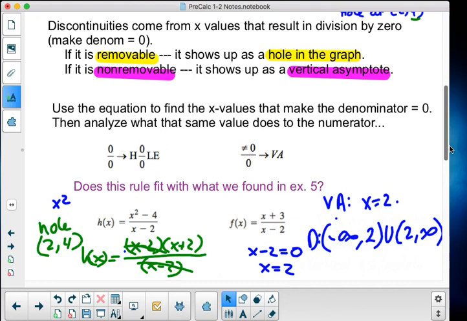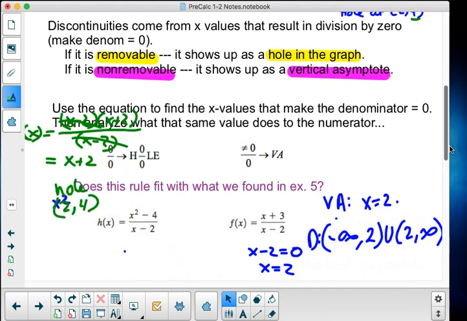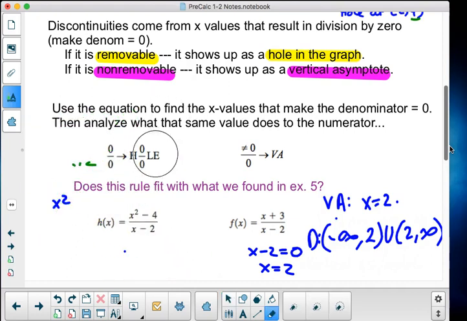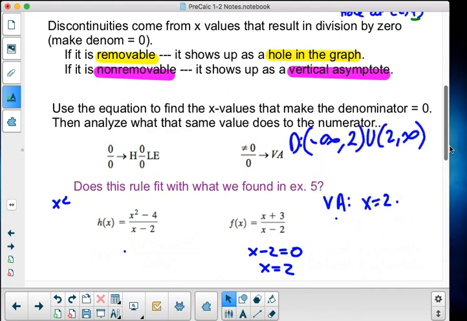So I'm just wondering if the rule fits, and what I want you all to do is go ahead and look at these next ones and determine where the holes are located.